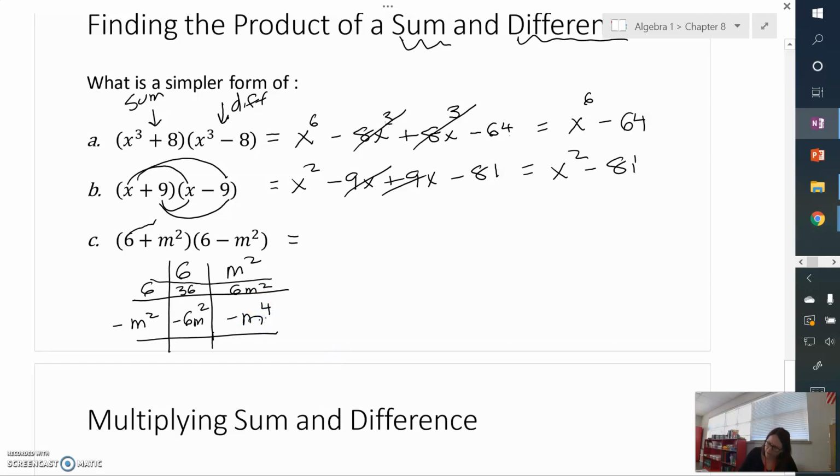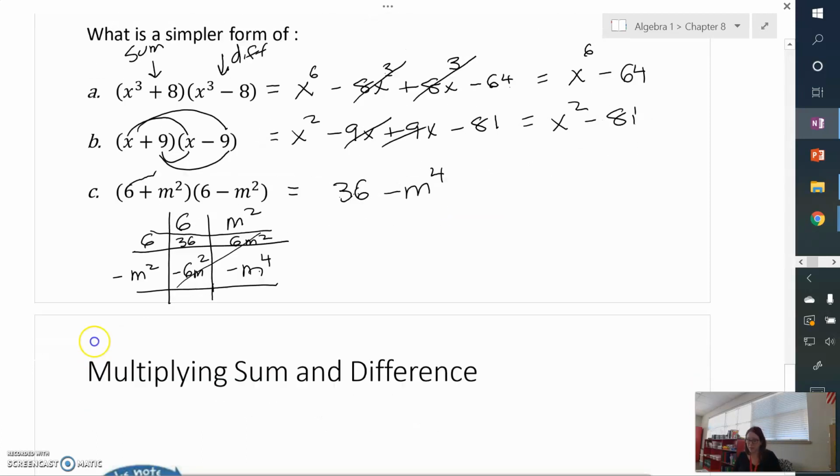I'm going to add up on my diagonals, so I'm going to get 36. Here's my like terms. I have negative 6m squared, positive 6m squared. That drops out, minus m to the 4th. So there's my answers. I hope you saw a pattern there as well. This one's an easier pattern.